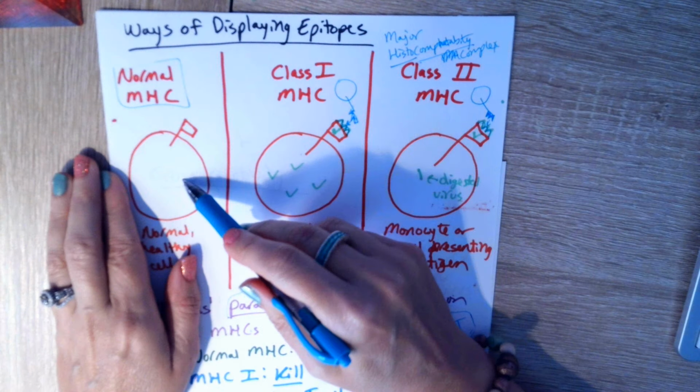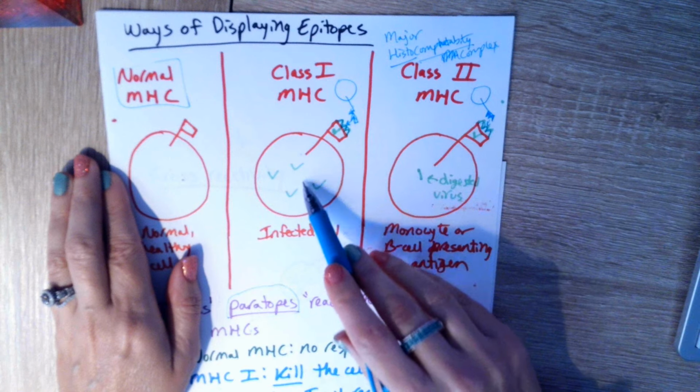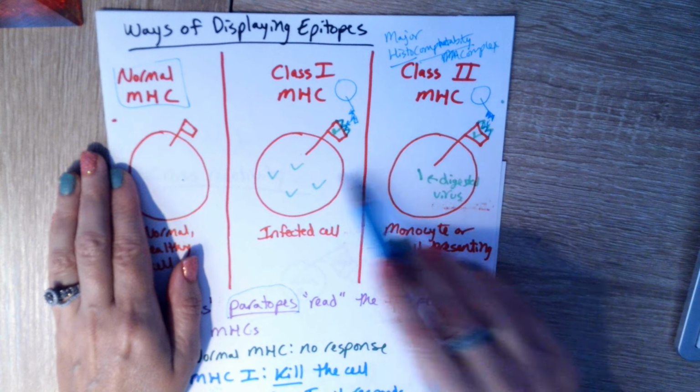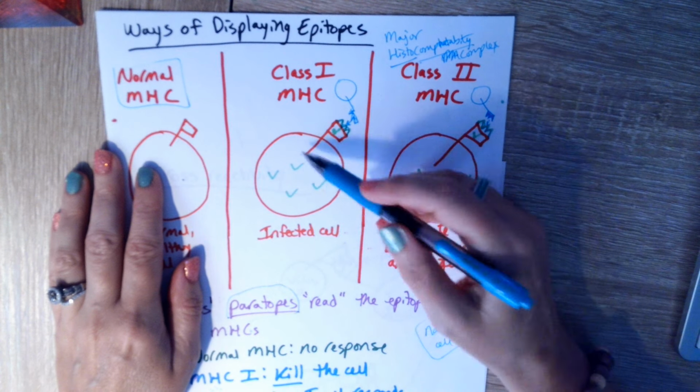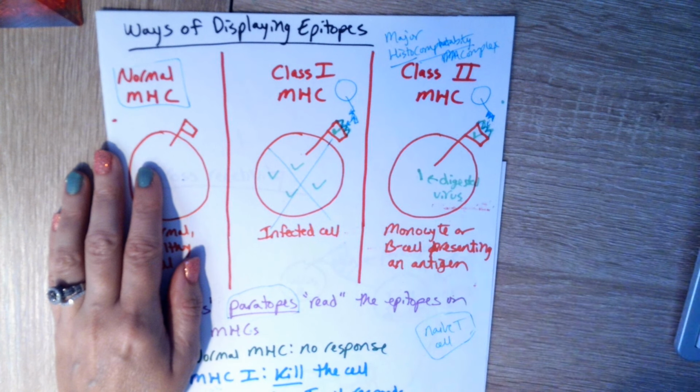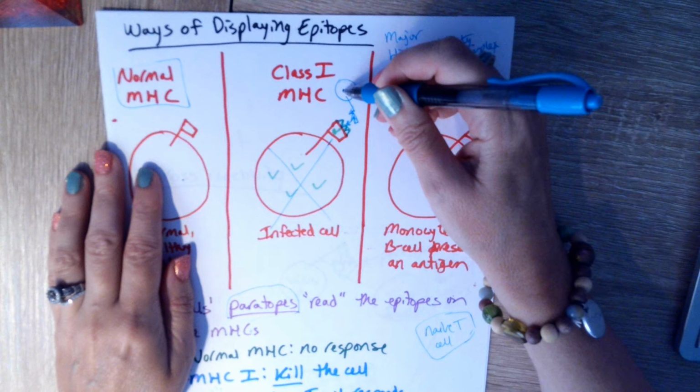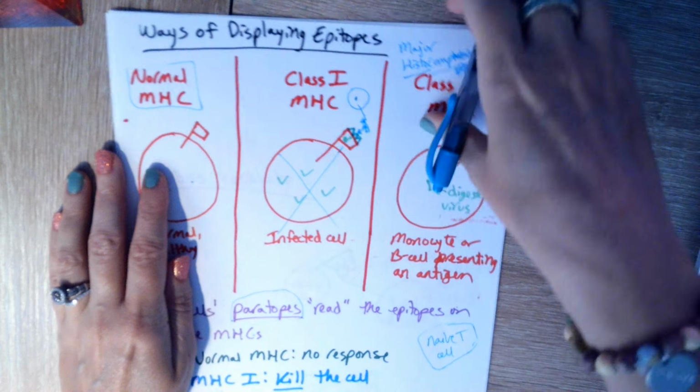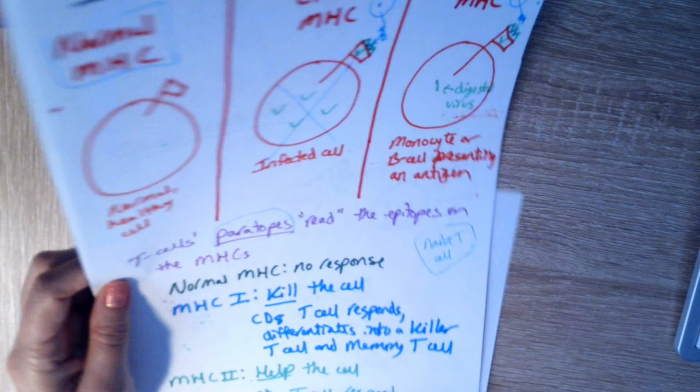So we don't want to react here. We do want to react here, and we do want to react here, but we want to react in different ways. So this is an infected cell. This is just making more virus. We want to kill that cell. So there is a very specific T cell here, which is a CD8 T cell.